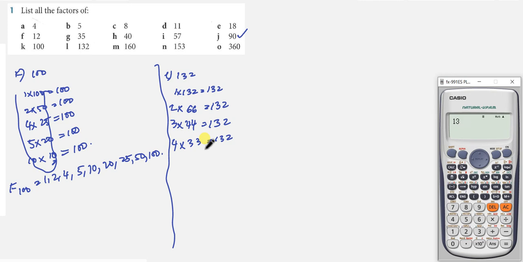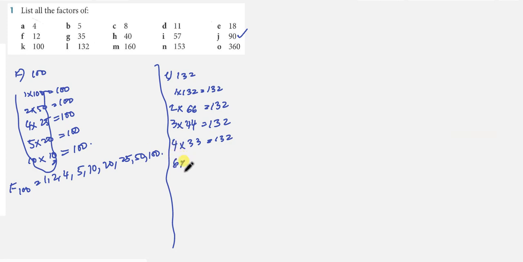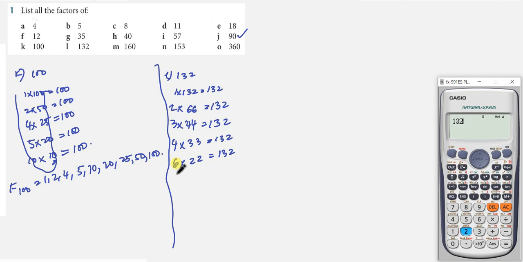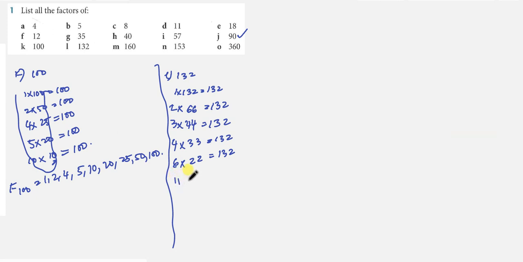Then 132 divided by 5 is not possible. Divided by 6, yes, 6 times 22 is equal to 132. 132 divided by 7 is not possible. Let's check. 132 divided by 8 is not possible. 132 divided by 9, and 10, not possible. Then 11: 11 times 12 is equal to 132.